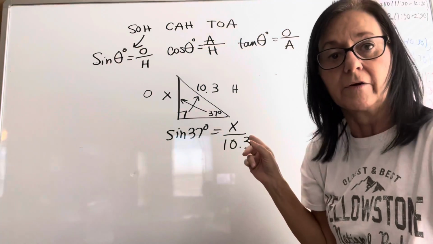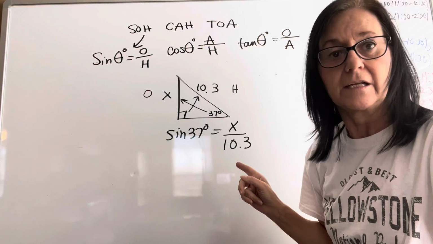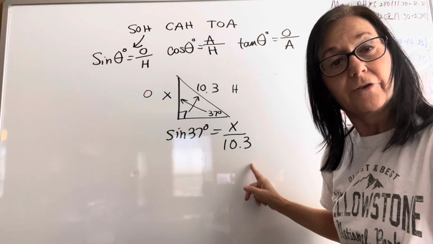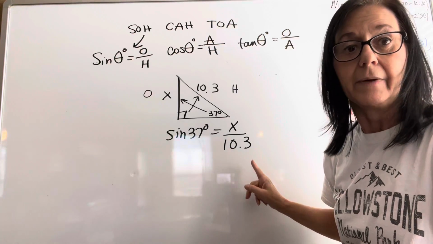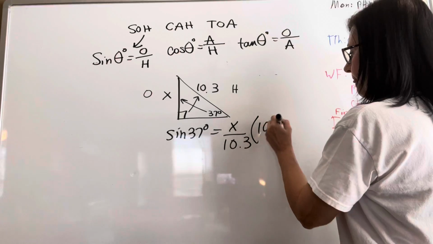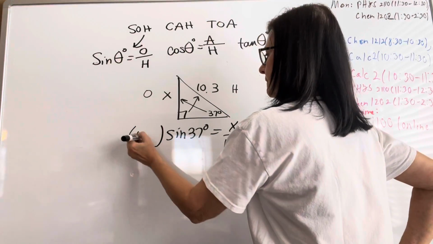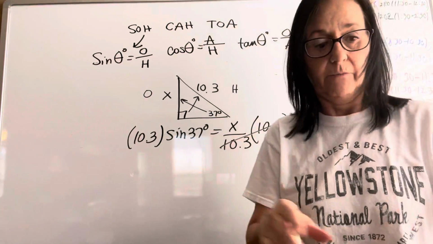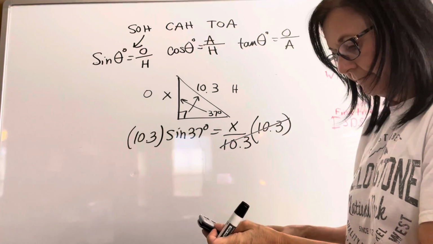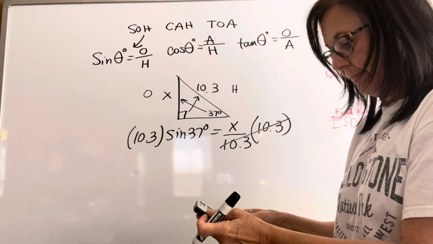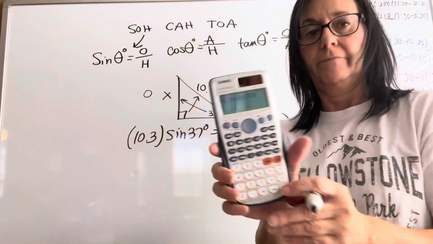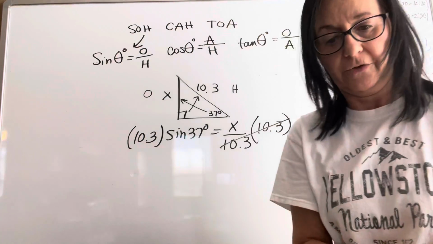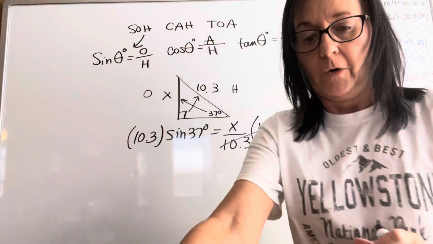Now my x is in the numerator. I'm not going to swap my extremes because that doesn't move x. It's x divided by a value. To isolate x, I do the inverse operation of division and multiply by 10.3 on both sides. That eliminates that denominator. So x is 10.3 times the sine of 37, 6.2.